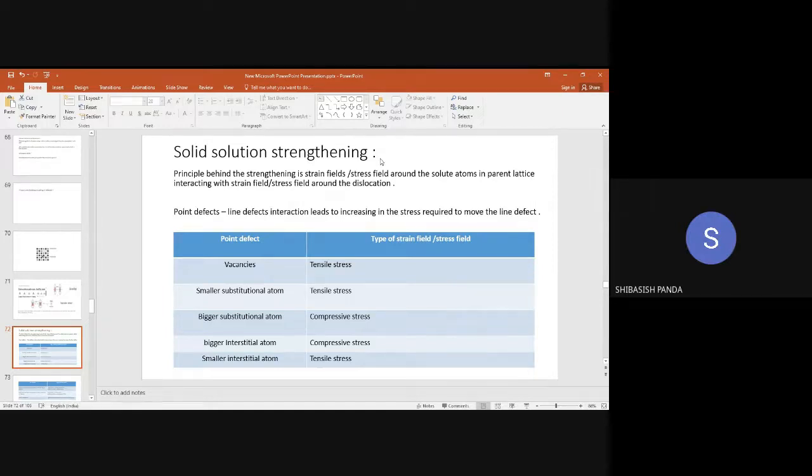Substitutional solid solution. Very good. So we can have an interstitial solid solution, and we can have a substitutional solid solution. How can you differentiate these two solutions? On what basis?